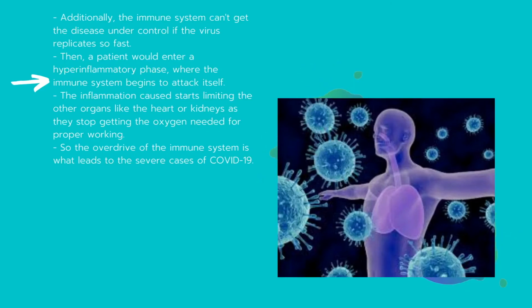Additionally, the immune system cannot get the disease under control if the virus replicates so fast. Then, a patient would enter a hyperinflammatory phase where the immune system begins to attack itself. The inflammation caused starts limiting the other organs like the heart or kidneys as they stop getting the oxygen needed for proper working. So the overdrive of the immune system is what leads to a severe case of COVID-19.